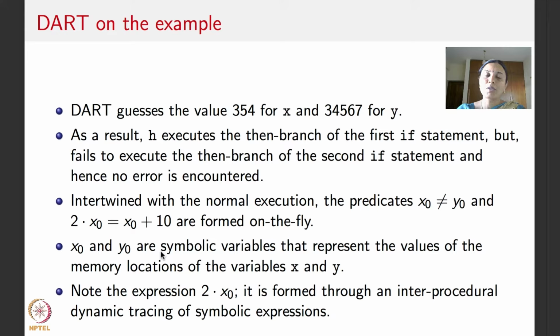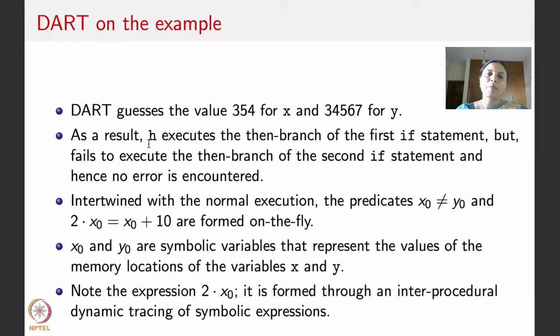What are the 3 steps of Dart? Figure out the interface of the program, generate a random input to the program, run the program on it, collect some details, then systematically manipulate the details that you've collected to direct the program on specific program paths. So Dart will begin by generating a random value. Let's say it guesses 354 for X and some 34,567 for Y, some values.